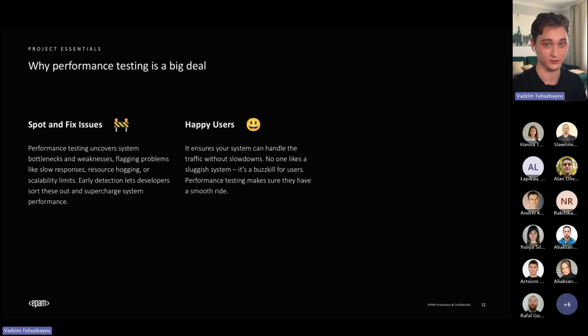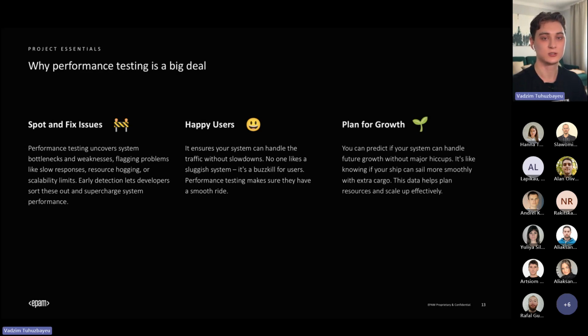The second reason is to ensure user satisfaction. No one likes waiting in line, right? Well, the same goes for a slow system. No one likes a sluggish system. It's a buzzkill for users. So performance testing ensures that users have a smooth, frustration-free experience. The next one is to plan for growth. It's like preparing your ship for more passengers. And with this data in hand, you can plan your resources, allocate them effectively, and ensure your system sails smoothly as more users hop on board.